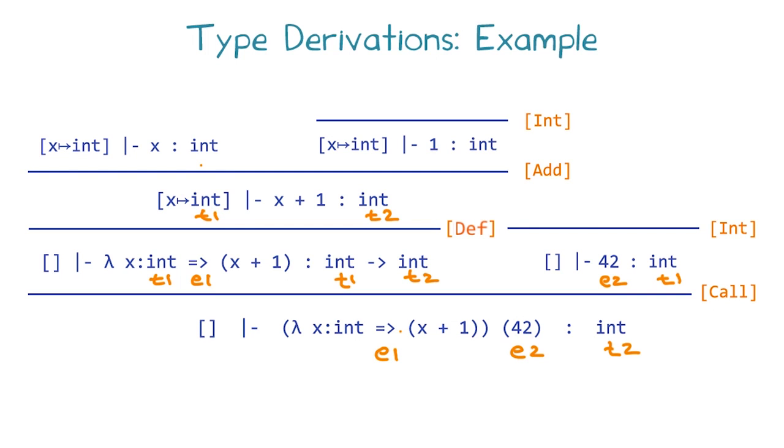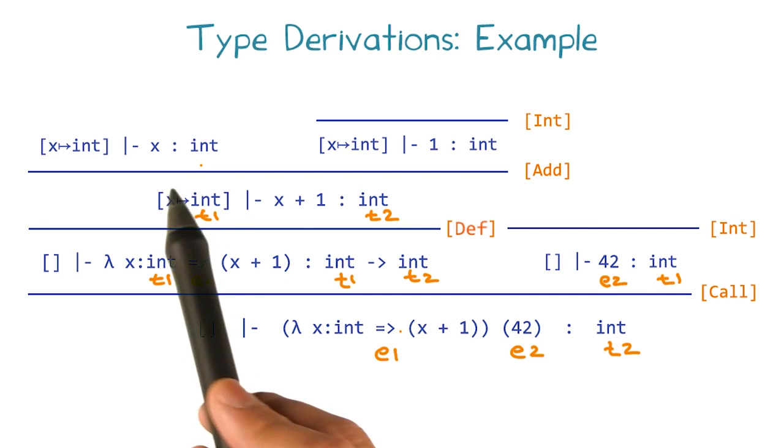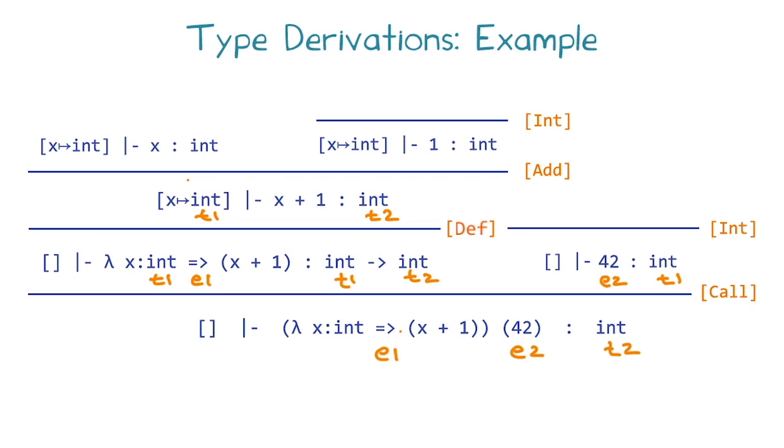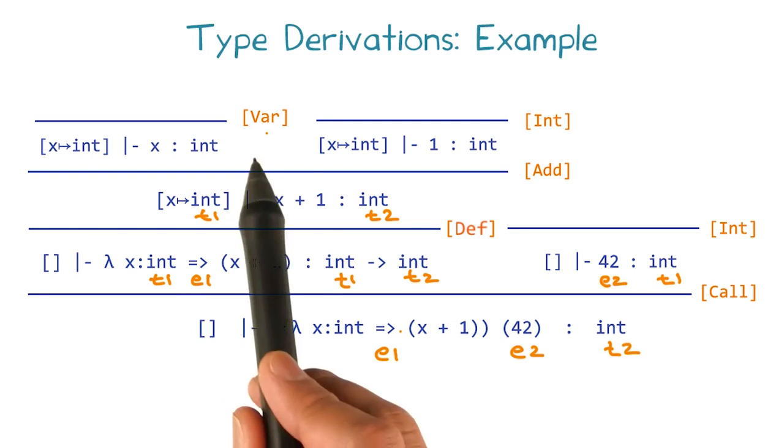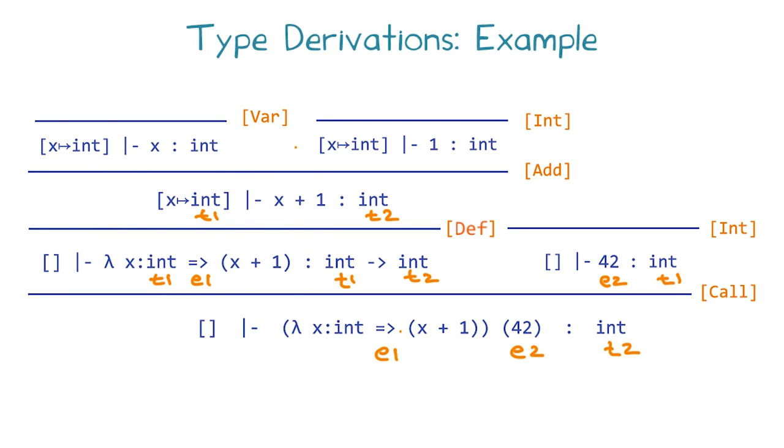It is provable that x is of type int under the environment where x is mapped to type int. This time we have a different axiom schema, var, under which we may prove that a variable has type t under the environment where the variable is mapped to type t. Because the var axiom schema may be instantiated by filling in t by the type int, the statement x has type int is provable. We are now done.